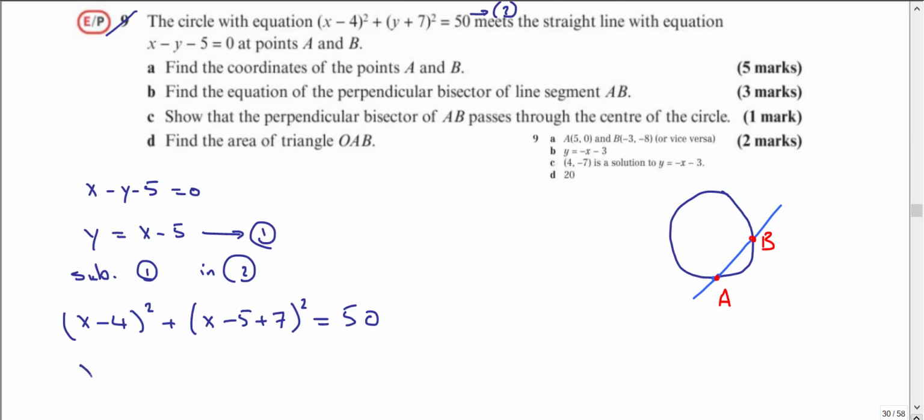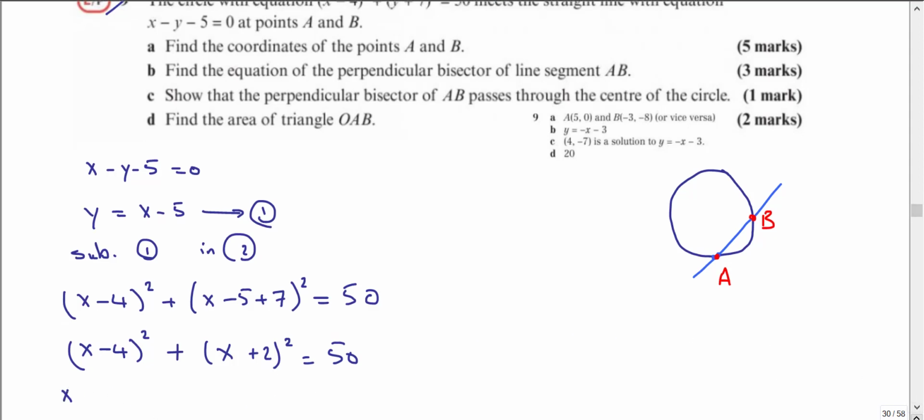So one more time, it's (x - 4)² plus (x + 2)² equal 50. Minus 5 plus 7 is 2. And then expand, you get x² - 8x + 16. The second bracket, you get x² + 4x + 4 equal 50.